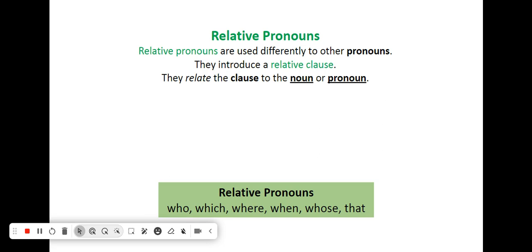Who is used in place of persons, which in place of things and animals, where in place of places, when in place of time, whose in place of possession and property, and that can actually be used for anything, in place of whose, when, where, or any of these other relative pronouns. We can use that instead.